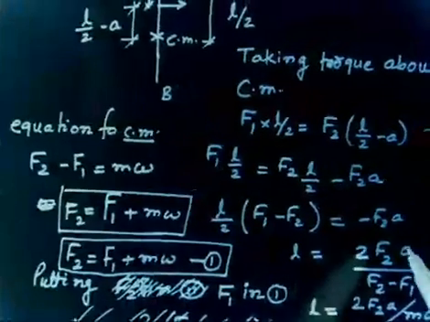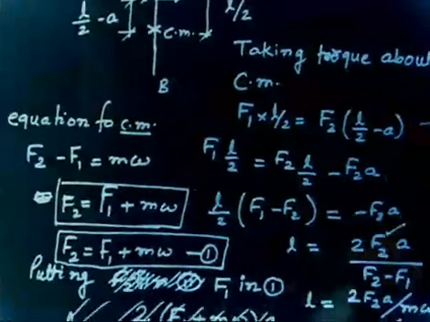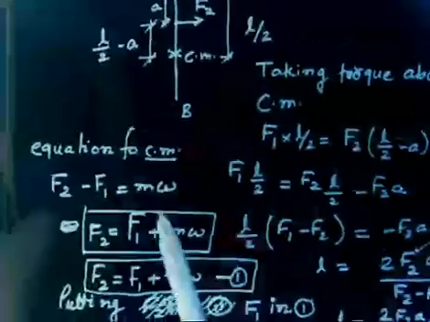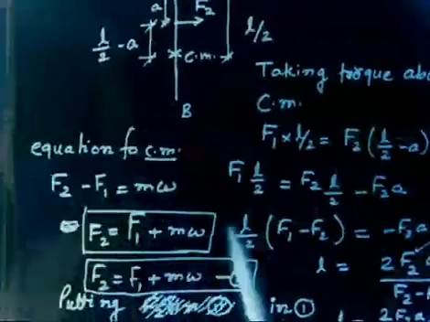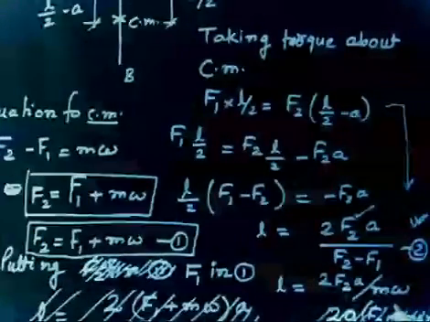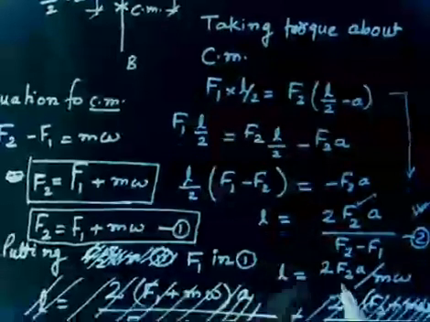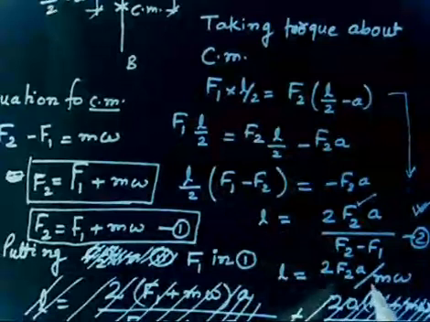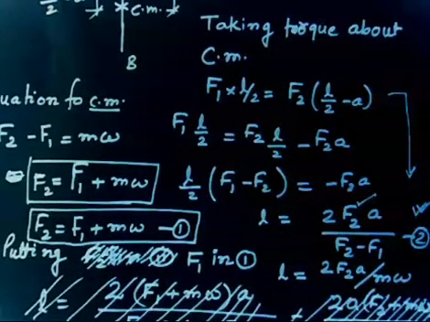So you see, because F2 is known, so this is known. If I plug the value of F2 minus F1 here, so what is the value of F2 minus F1? That is mW. So you see here, F2 minus F1 is mW. If I plug this value F2 minus F1, that is mW, so L will become 2F2A divided by m into W. So this is the total length, because F2 is known, A is known, m is known, W is known. So now I know what is the length of the rod.